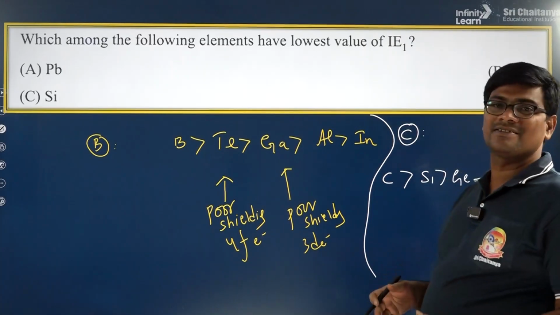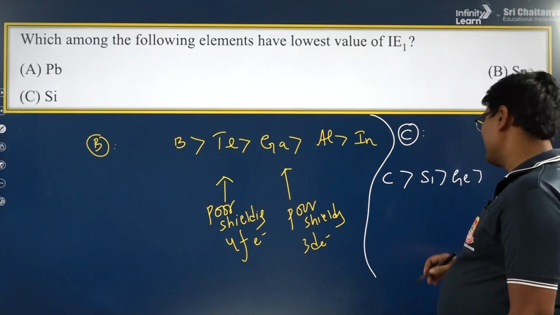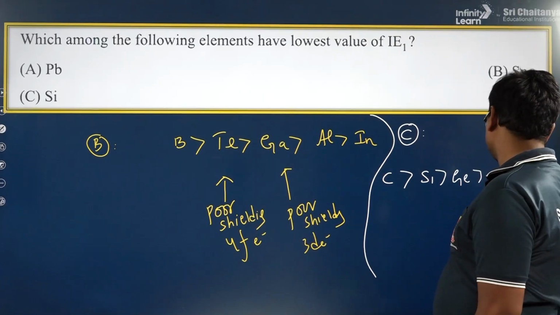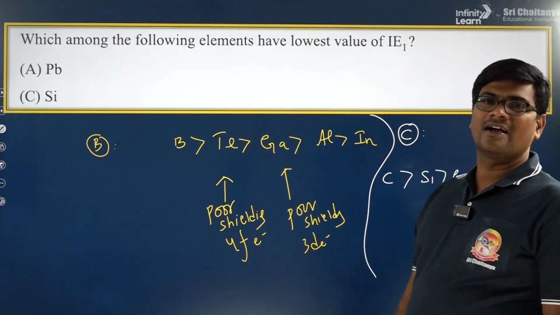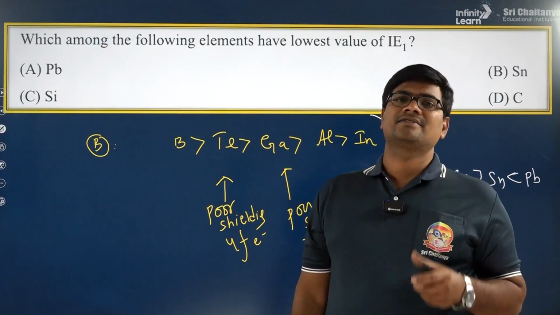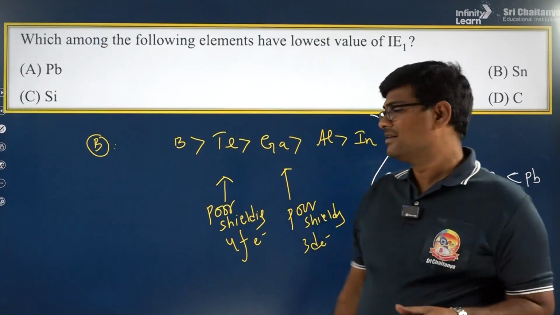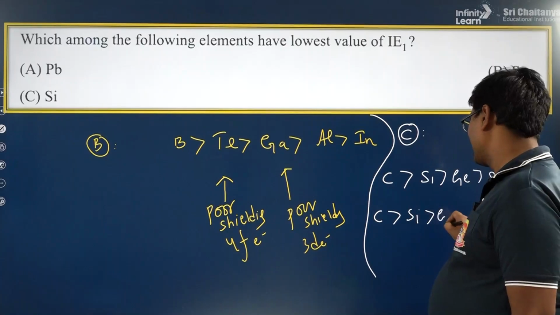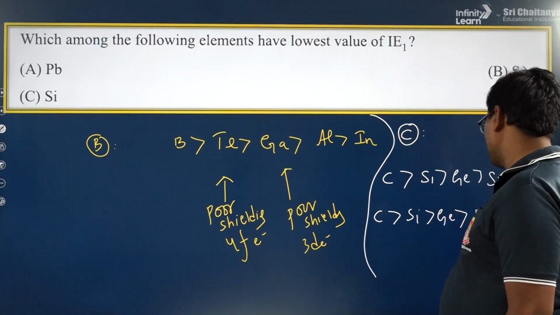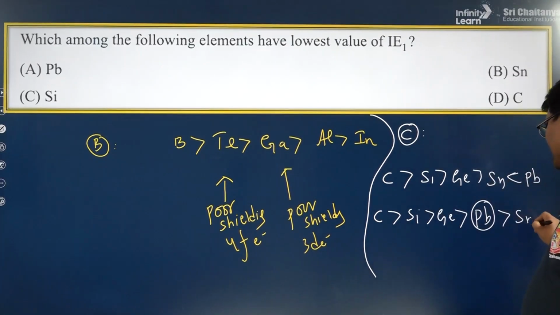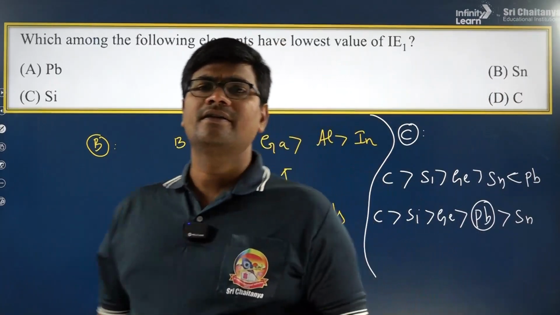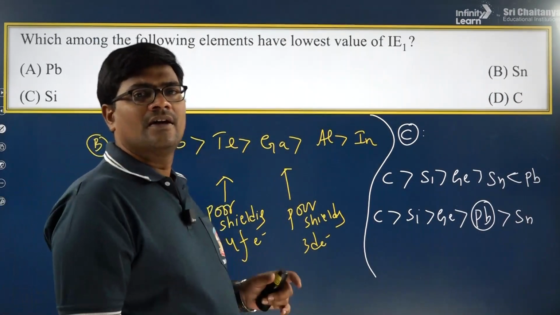Sir, we don't find any exception. Let's see. And then what will we get? Tin. And then we will get lead greater than tin. Lead ionization energy is more than tin. Now the exact trend, if you want: carbon greater than silicon greater than germanium greater than lead greater than tin we are going to get. Lead ionization energy is greater than tin.